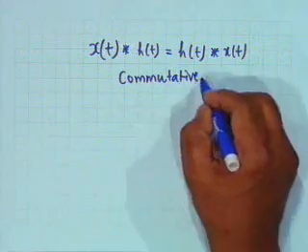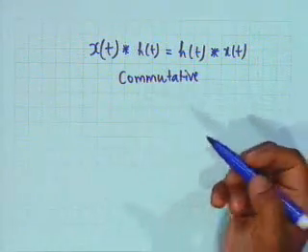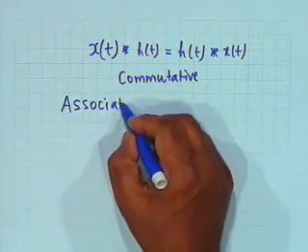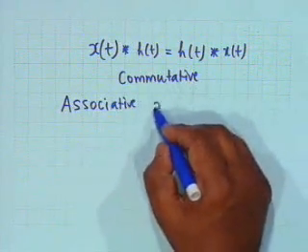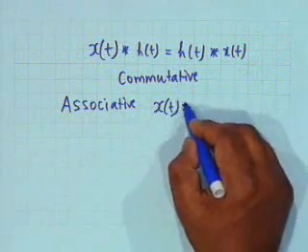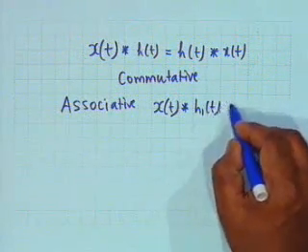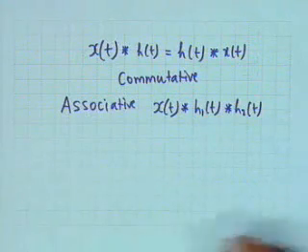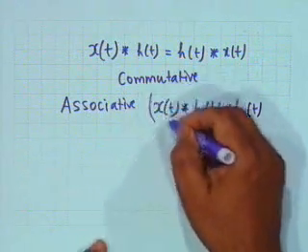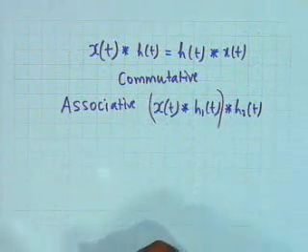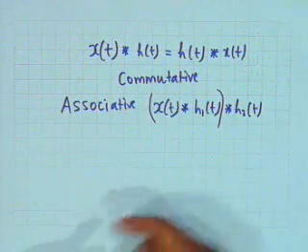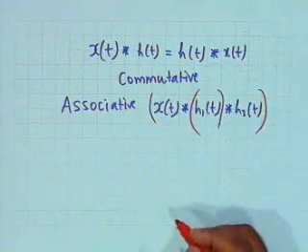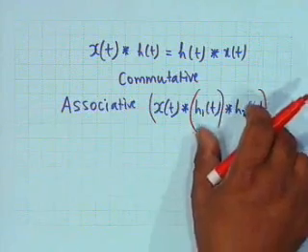And by applying the definition, it's very easy to show that it is also associative. That is, if you have to convolve x of t with, let's say, two of them, h1 of t star h2 of t, then it doesn't matter what you do first, whether you first convolve x of t with h1 of t and then convolve with h2 of t, or you convolve, let's say, h1 and h2 and the result you convolve with x of t.